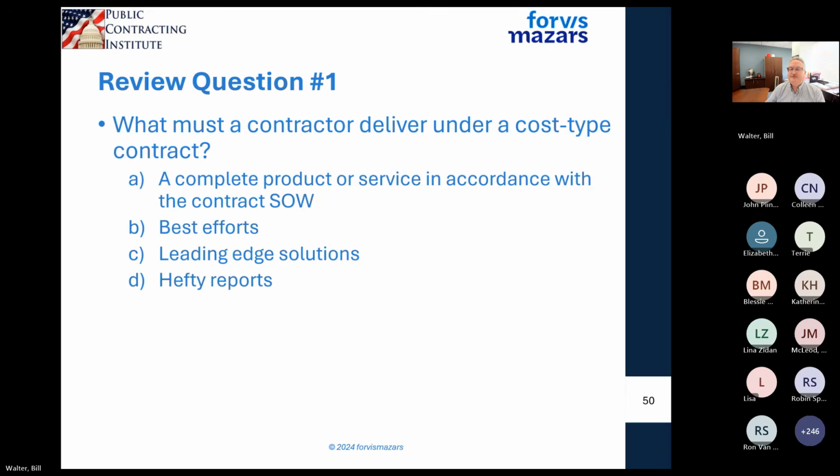Okay. I see a lot of people are putting the answer B in the chat, which is the correct answer. Best efforts is all you need to provide.